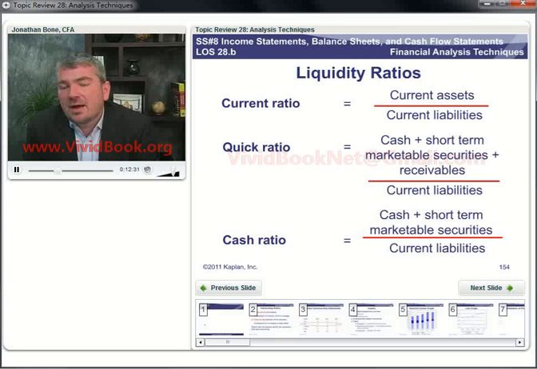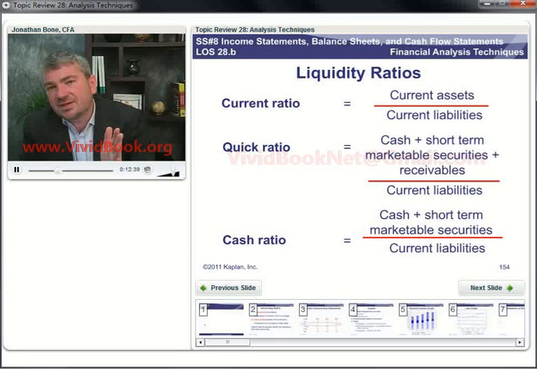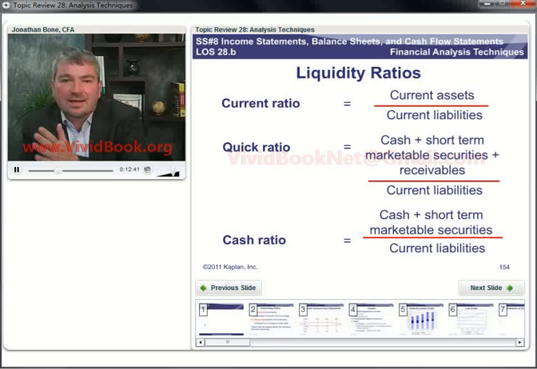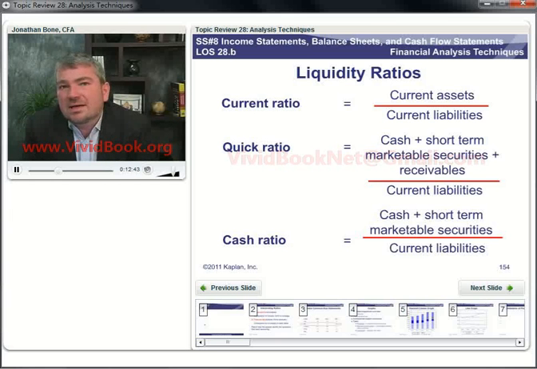Quick ratio recalculates the current ratio, but it ignores inventory. The argument is inventory is fairly illiquid. First of all, you have to produce the goods, then you have to sell the goods, then you've got to collect the cash from your customer. So all it does is it reworks the current ratio, ignoring inventory. Sometimes also known as the acid test ratio.